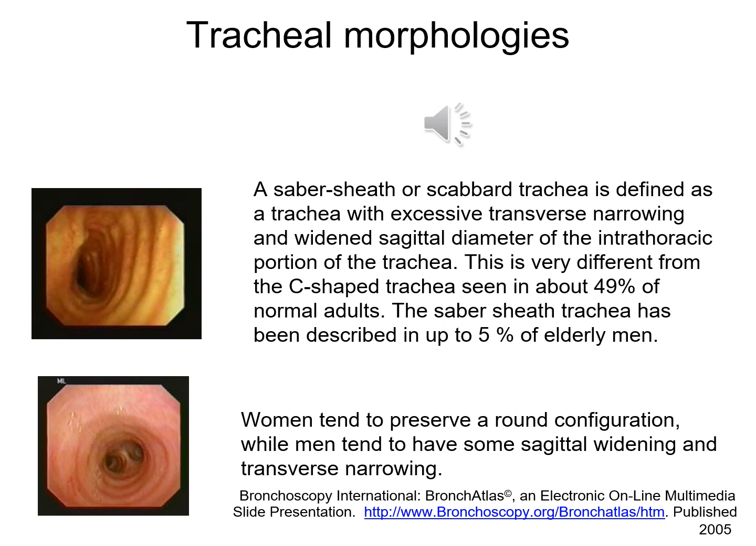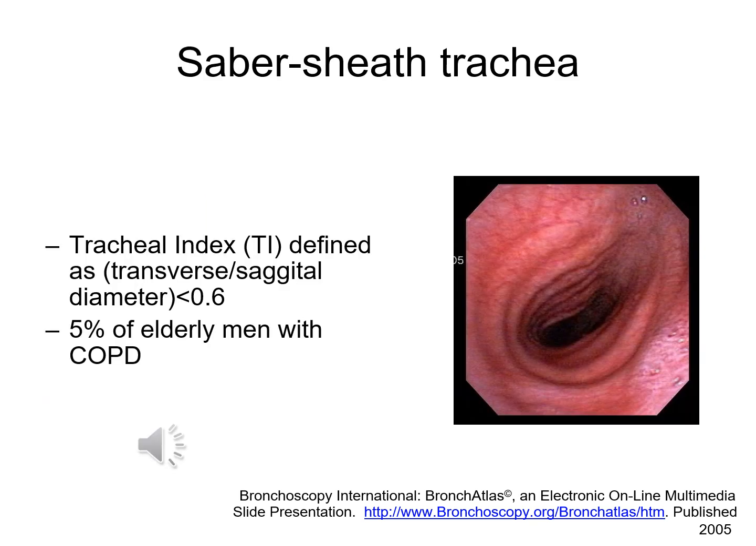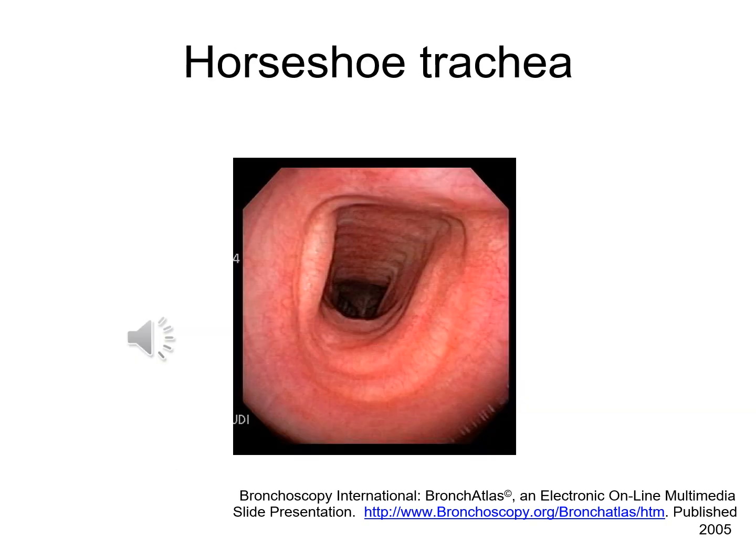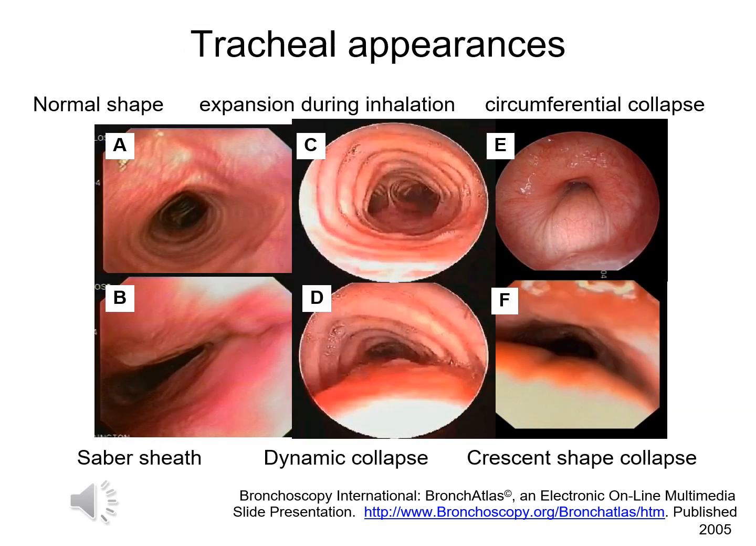Women tend to preserve a round configuration, while men tend to have some sagittal widening and transverse narrowing. Tracheal index, TI, is defined as the transverse to sagittal diameter, 0.6 to 5% of elderly men with COPD. Horseshoe trachea we can see on this picture. Tracheal appearances. We can see normal shape expansion during inhalation, circumferential collapse. Saber sheath dynamic collapse, crescent shape collapse.